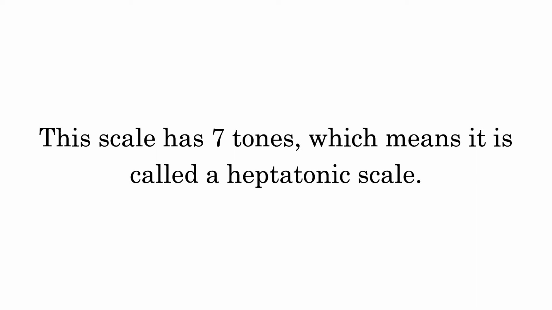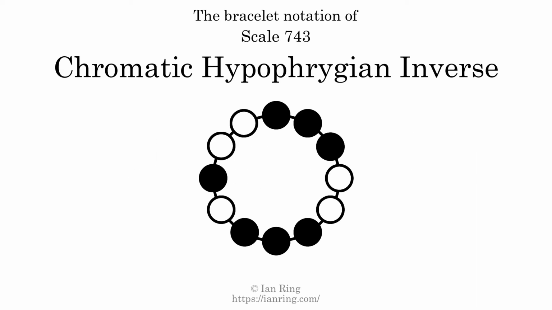This scale has 7 tones, which means it is called a heptatonic scale. This is a bracelet notation diagram of scale 743. The shaded circles represent tones that appear in the scale, and they are read clockwise, starting at the top.